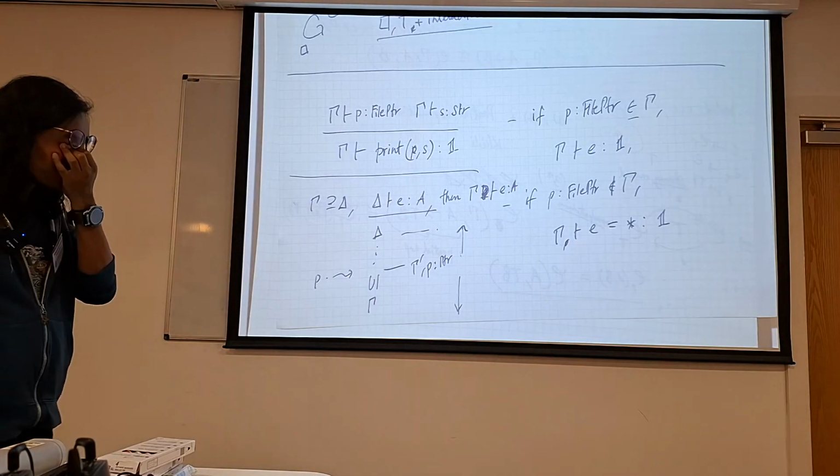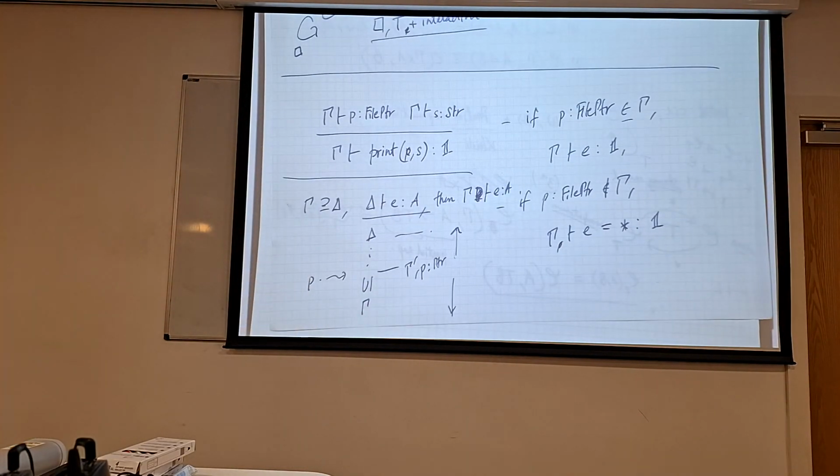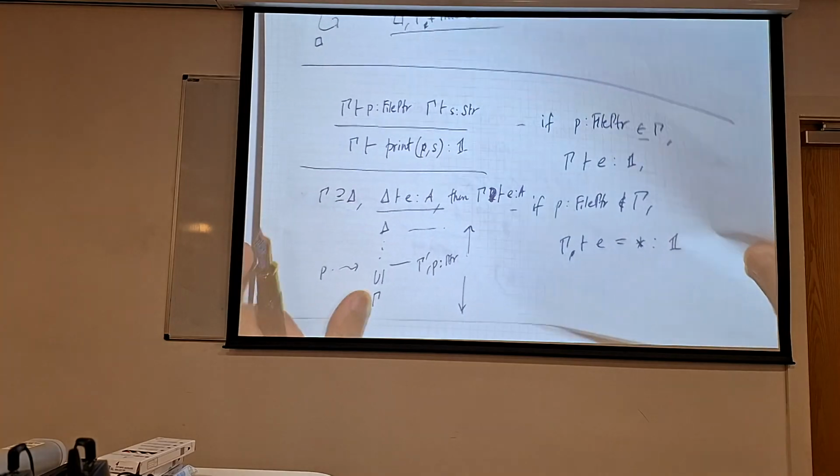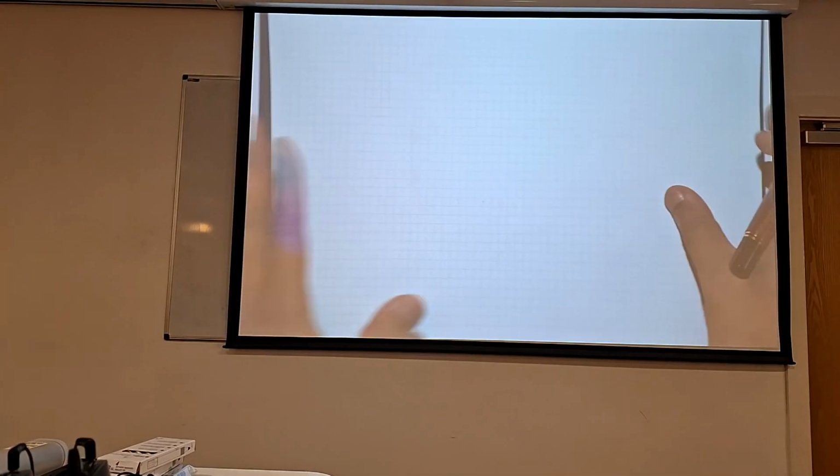Right. So this is very informal when I say not a member of gamma. There's really no way of saying things like that. What I need is a way of distinguishing contexts which are, okay, this picture is fine.